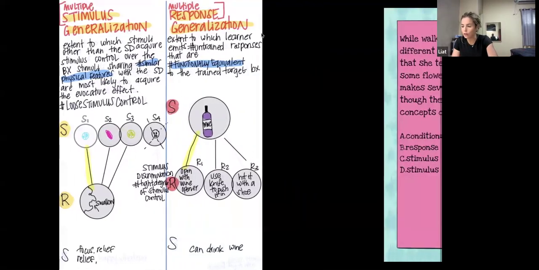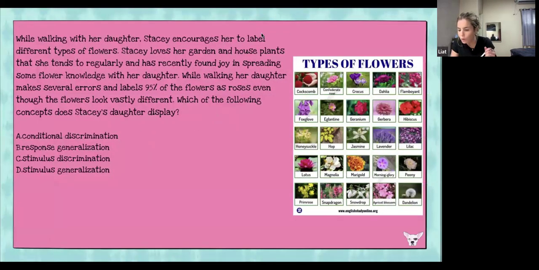All right, let's see what we have learned. While walking with her daughter, Stacy encourages her to label different types of flowers. Stacy loves her garden and houseplants, which she tends to regularly, and has recently found joy in spreading some flower knowledge with her daughter. While walking, her daughter makes several errors and labels 95% of the flowers as roses, even though the flowers look vastly different. Which of the following concepts does Stacy's daughter display? Okay, this is a hard question. A, conditional discrimination, B, response generalization, C, stimulus discrimination, or D, stimulus generalization.